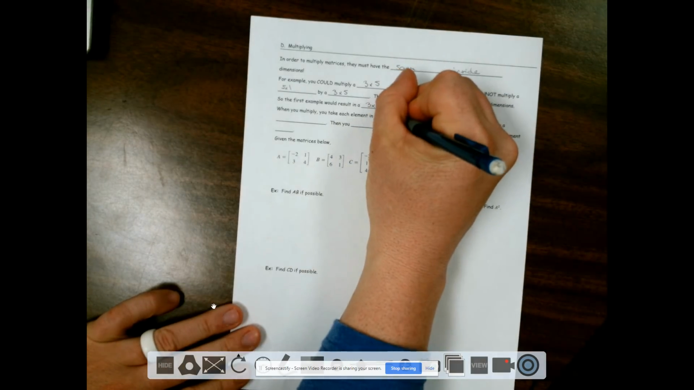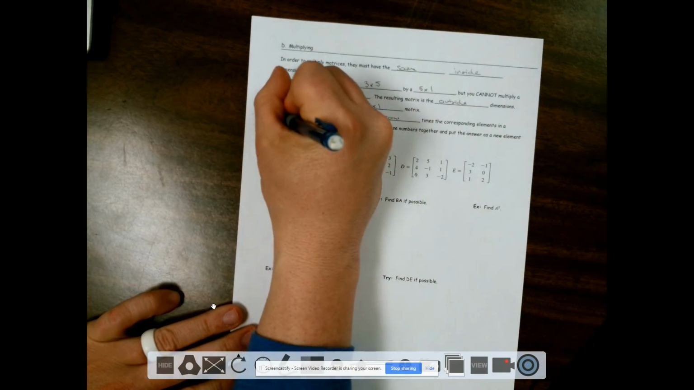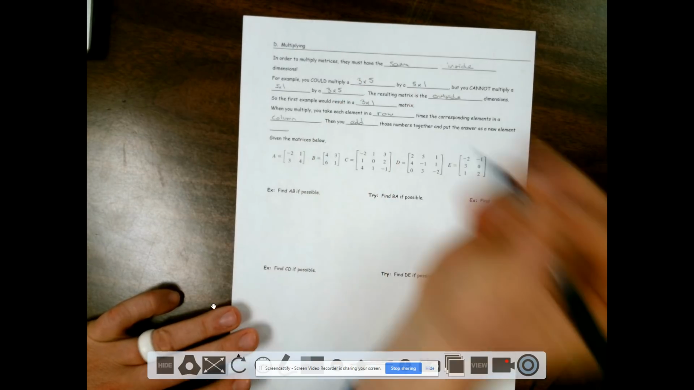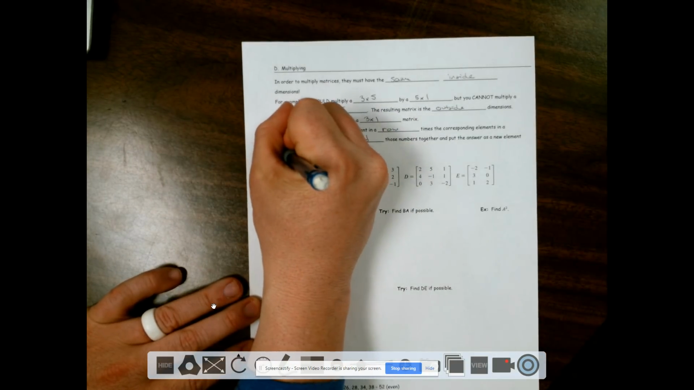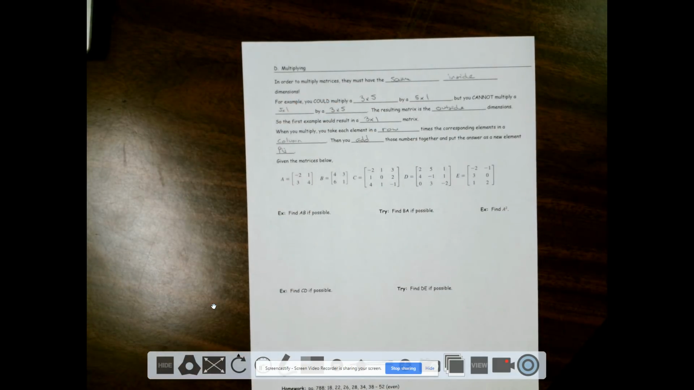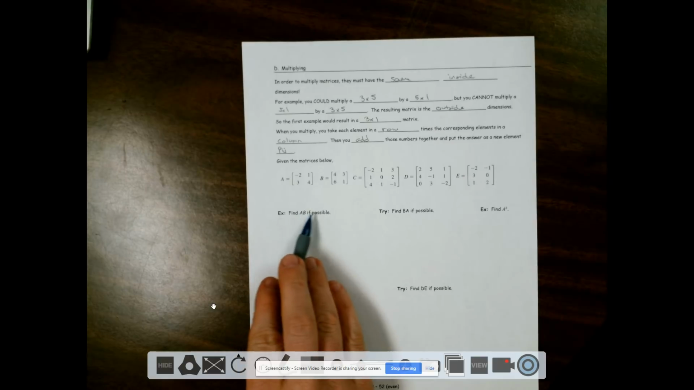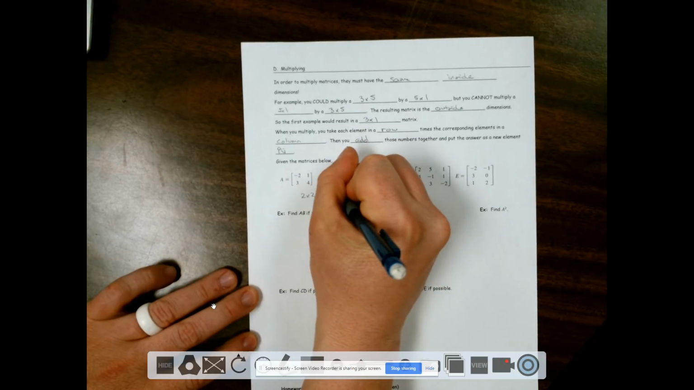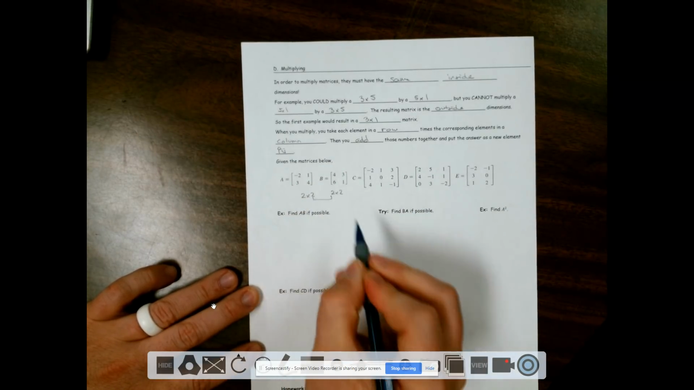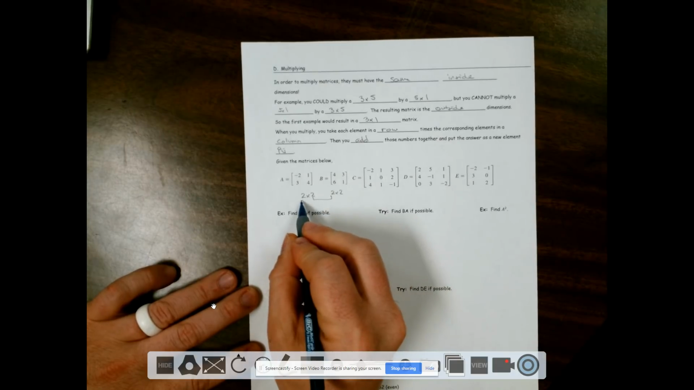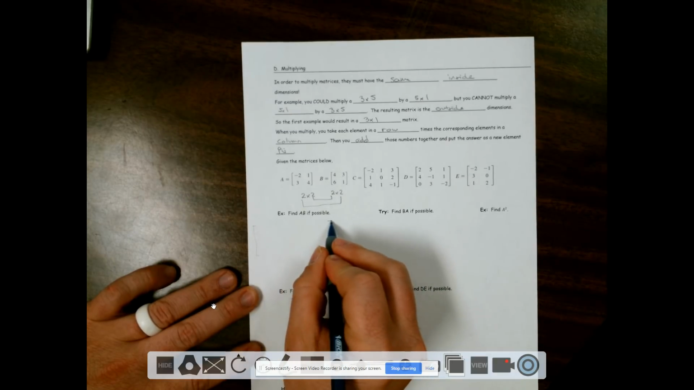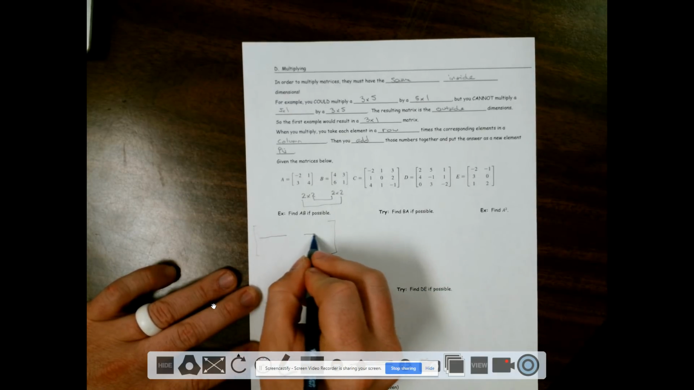When you multiply, you take each element in a row times the corresponding elements in a column, and you add those numbers together to get a new element. We'll call it product i sub j, just like a sub ij. Okay, so let's go ahead and multiply A times B if it's possible. A is a 2 by 2, B is a 2 by 2. They have the same inside dimensions, so the resulting matrix is going to be a 2 by 2. I'm going to make it really big here so I can write out each element for us.